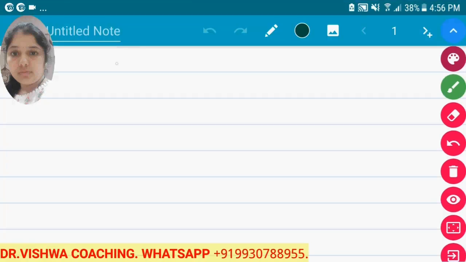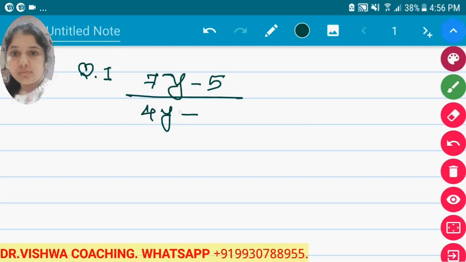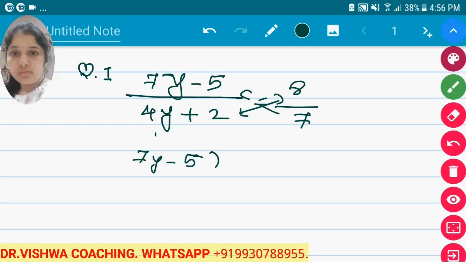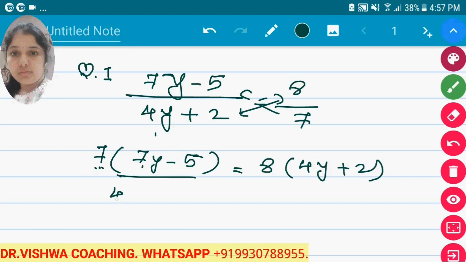Now see, what is our equation? (7y minus 5) upon (4y plus 2) is equal to 8 by 7. Now cross multiplication we have to do first. So 7y minus 5 is multiplied with 7 and this 8 is multiplied with 4y plus 2. Okay. Now multiply inside the equation with 7. 7 7s are 49y minus 7 5s are 35 is equal to 8 4s are 32y plus 16.